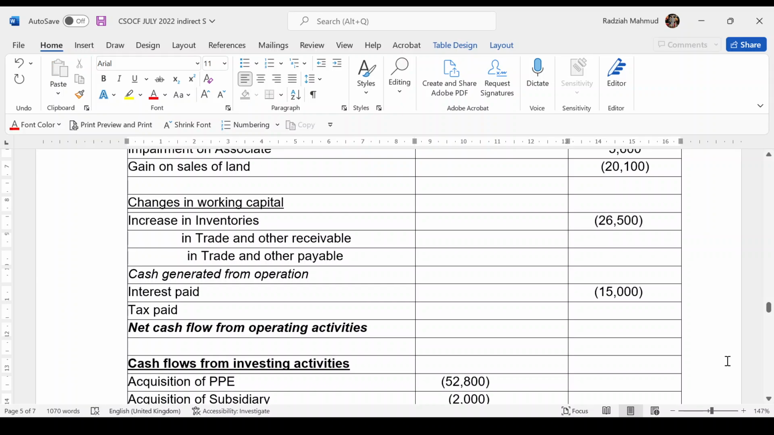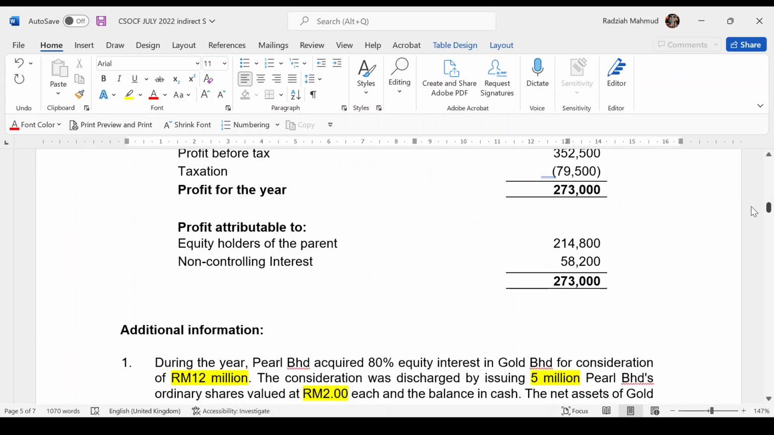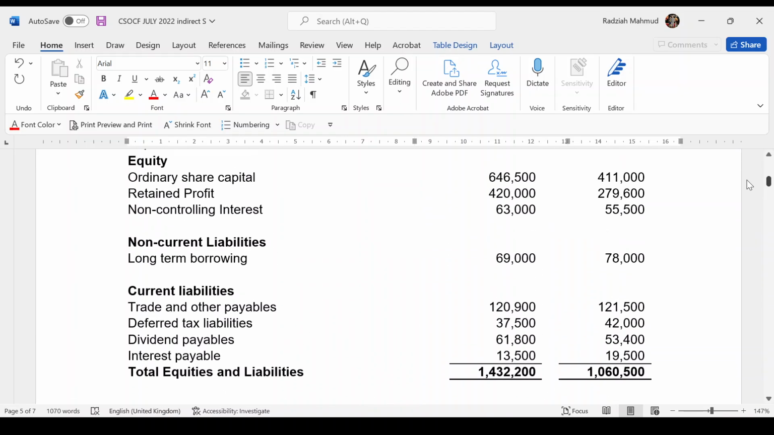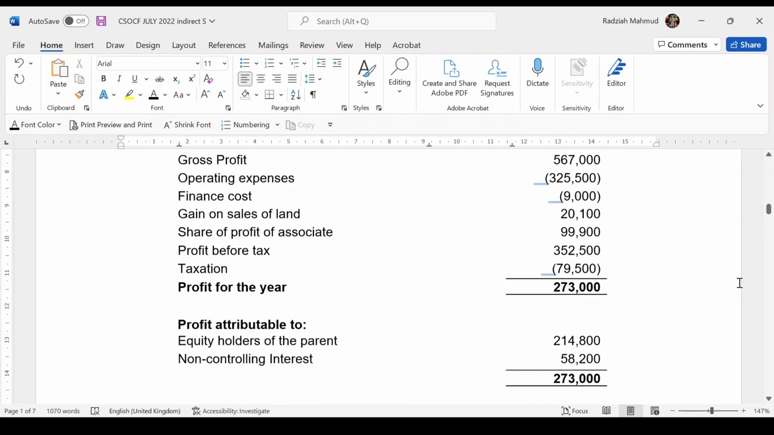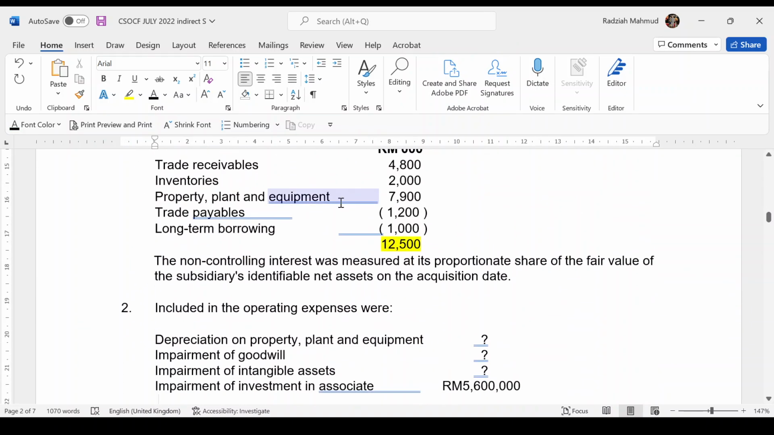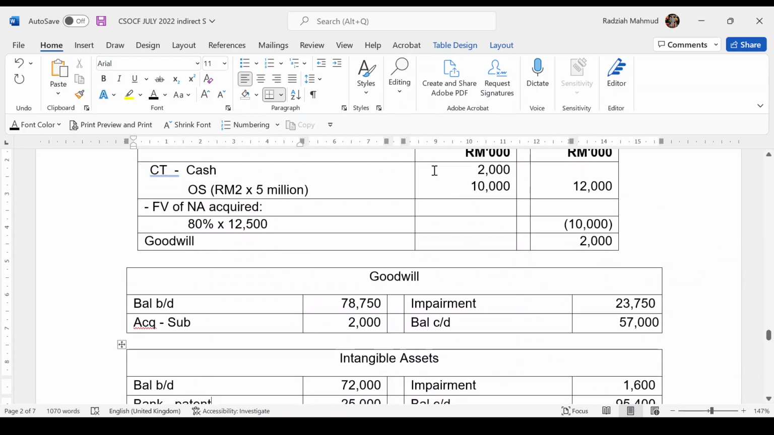So that is for inventory. Let's go back to the question. After inventory, what do we have? We have receivable. Similar to inventory, this is the opening, this is the closing, and from information number 1, we have trade receivable of 4,800 from the acquisition of subsidiary.